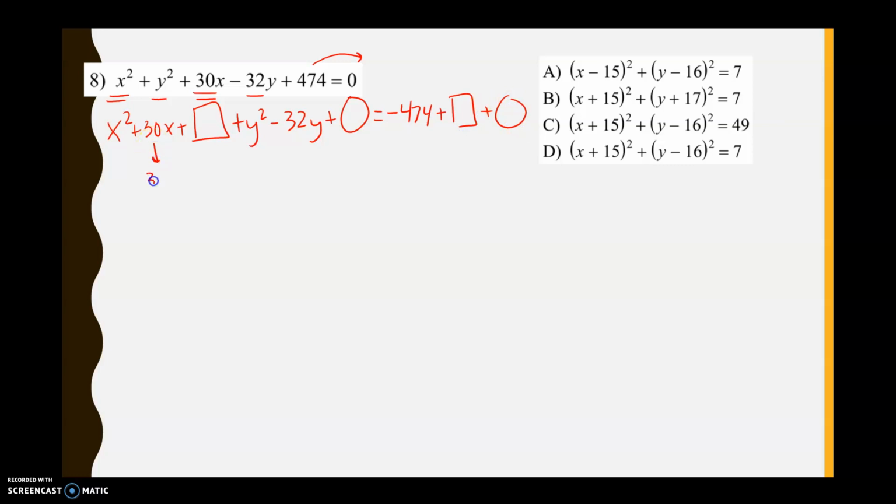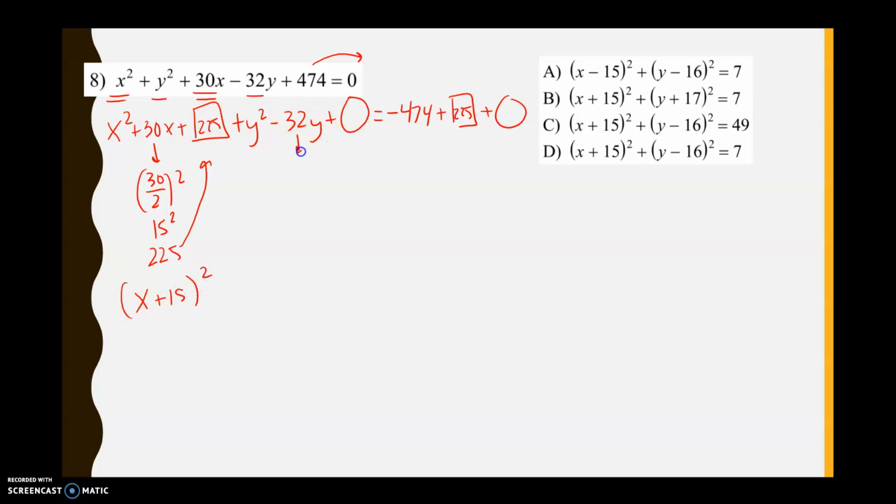Taking my b term, which is 30 divided by 2 squared, is going to give me 15 squared, which is 225. So 225 goes here and 225 goes here. So this guy is going to factor to be x plus 15 squared.